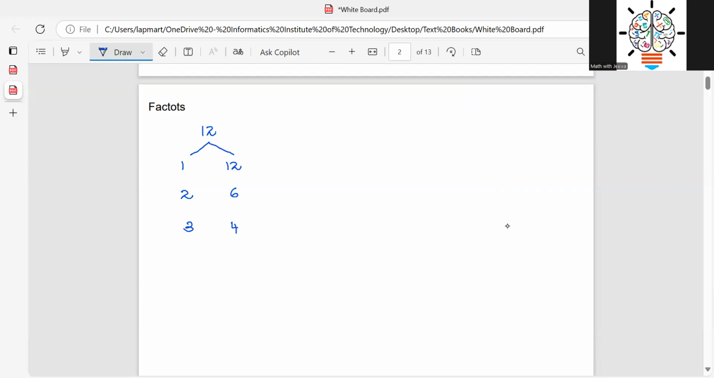So how are we going to write the answer? You write factors of 12. How do you write this? You just say 1, 2, 3, 4, 6, and 12.